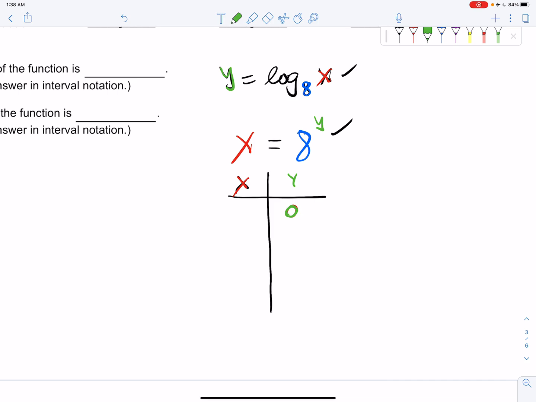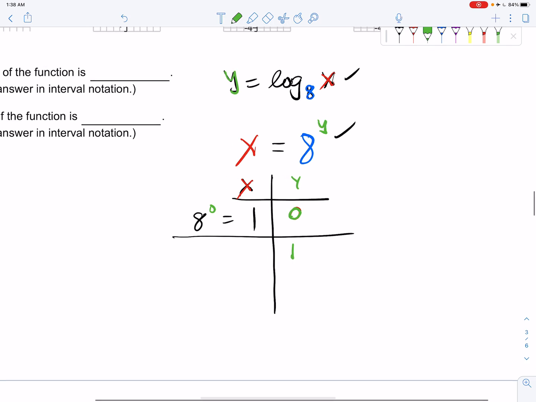Well, that's going to be 8 to the 0 power. And we know anything to the 0 power is just 1, unless it's 0. 0 to 0 doesn't work. But anything to the 0 power other than 0 is 1. Let's put something else in there. What if we put in a 1 for this y value right here? So it's 8 to the first power, which is just 8.